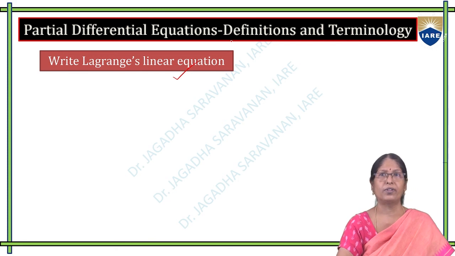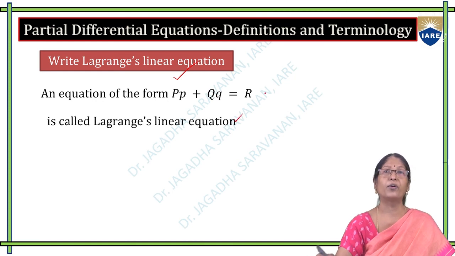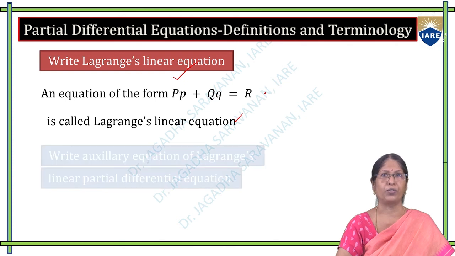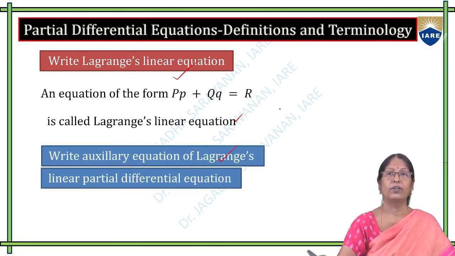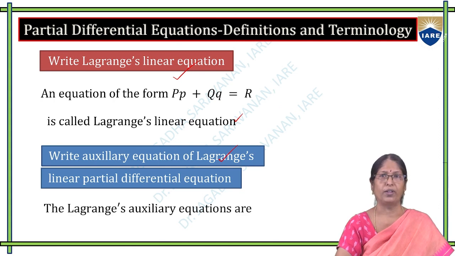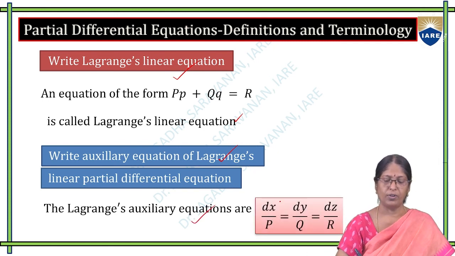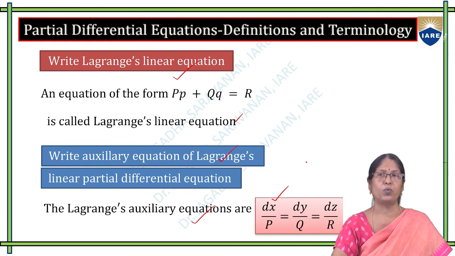Write Lagrange's linear equation. That is an equation which is of the form Pp plus Qq equal to R, which is called Lagrange's linear equation. Write auxiliary equation of Lagrange's linear partial differential equation. So the Lagrange's auxiliary equations are dx by P, which is equal to dy by Q, which is equal to dz by capital R.